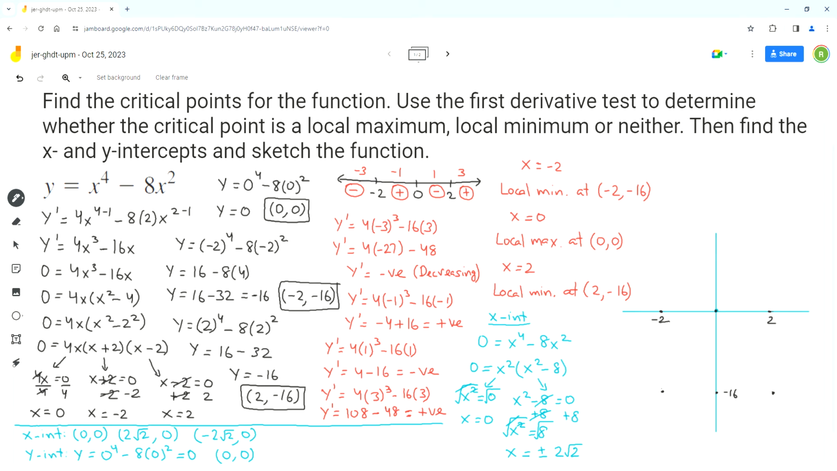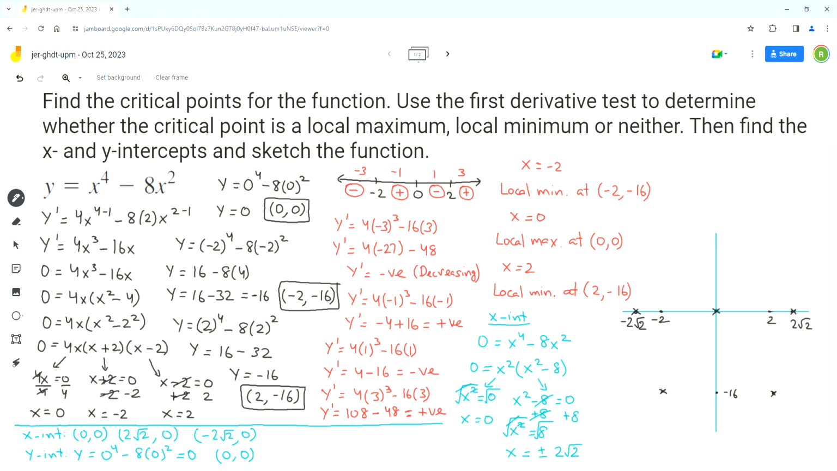Now we can plot the intercepts. So the x-intercepts are 0, 0, which is also the critical point. And the second x-intercept is 2 square root 2, 0. So that will be slightly to the right side of this point, is 2 square root 2. So this is a point that lies on the function. And then the other one is negative 2 square root 2. So the points that lie on this function are these x-intercepts, these critical points, and the critical point is also the y-intercept.